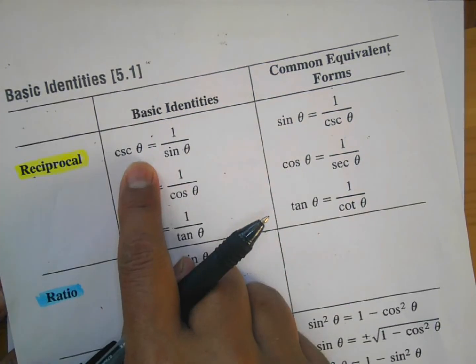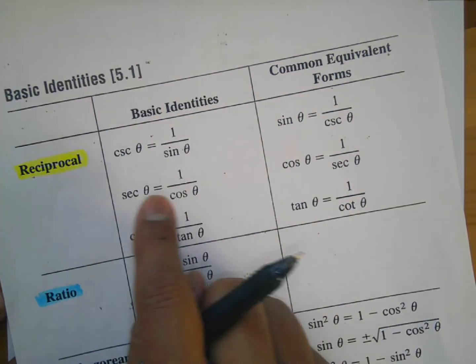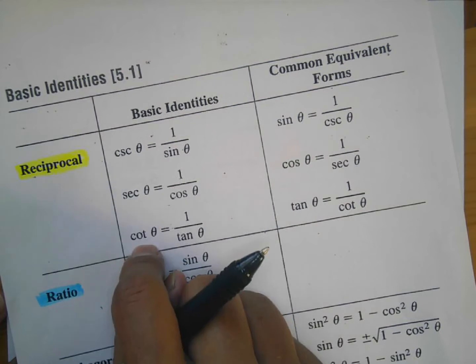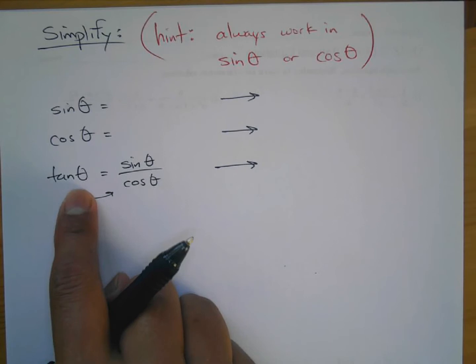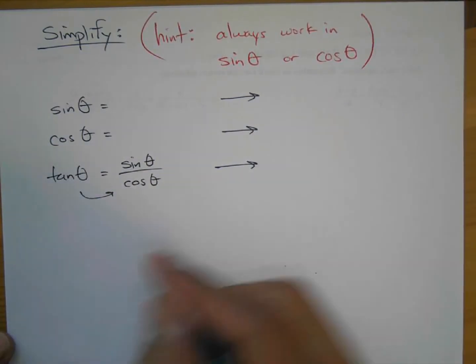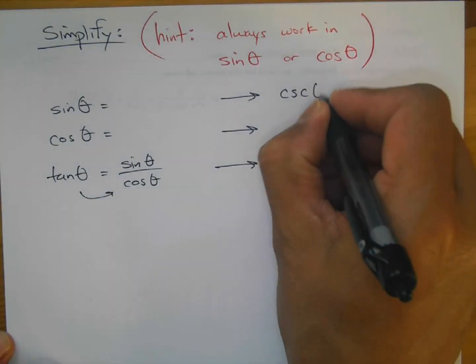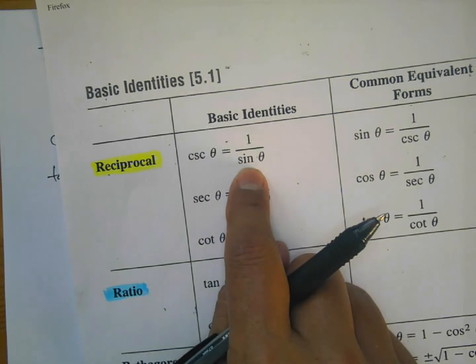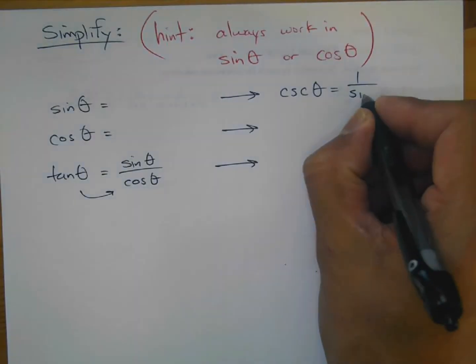If I see a cosecant, you don't want to use cosecant, you don't want to see secants, you don't want to see cotangents. And if you see a tangent, you don't want to see that either. You change it to something with sine over cosine. If I see a cosecant, I have to change it to something with a sine or cosine. Well, I know cosecant is 1 over sine.